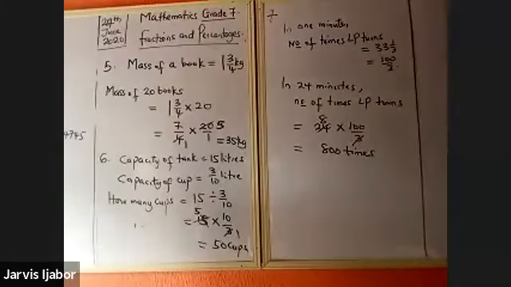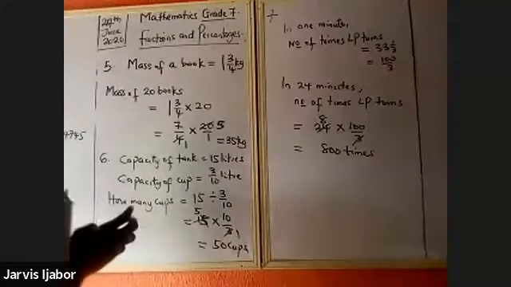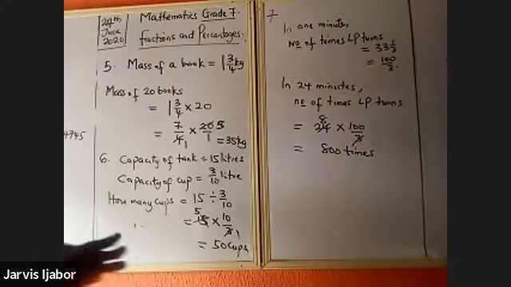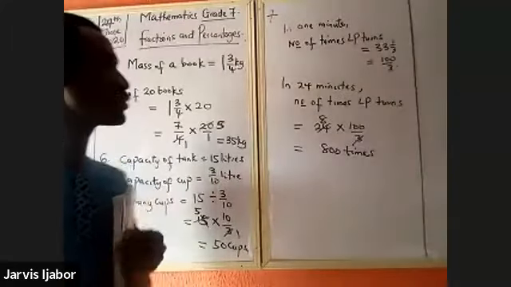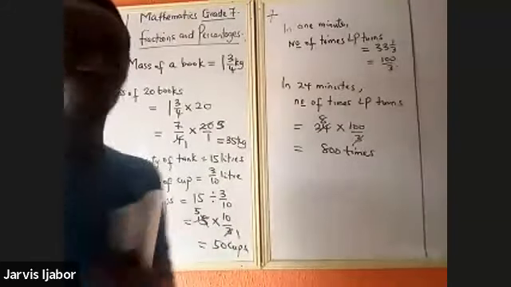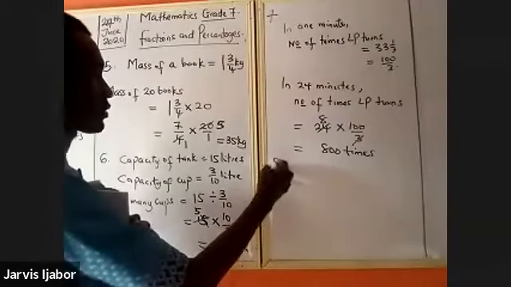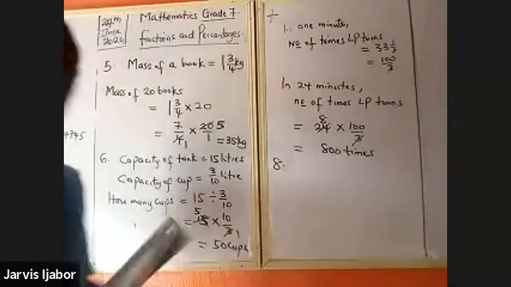In 1 minute, the LP turns 100 over 3 times. So in 24 minutes, we increase the number of turns, so it will be 24 times whatever that value is. Let's look at question 8 rather.